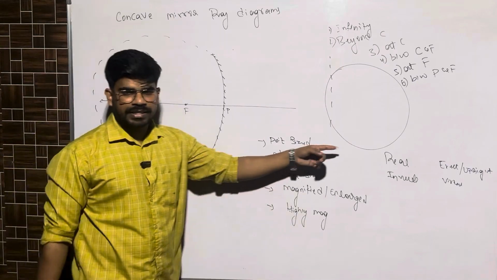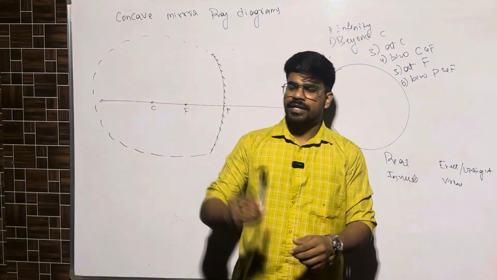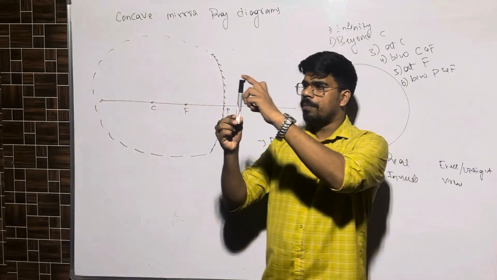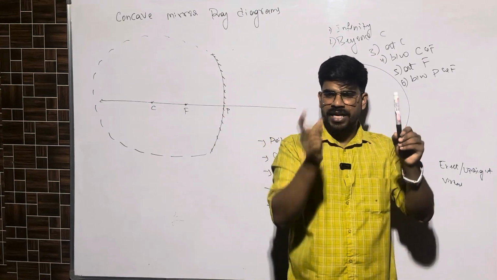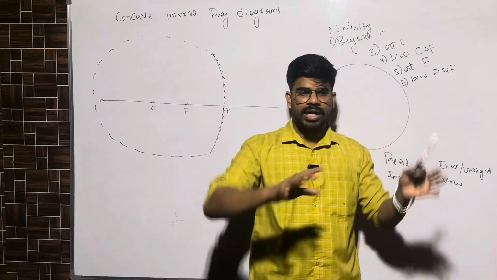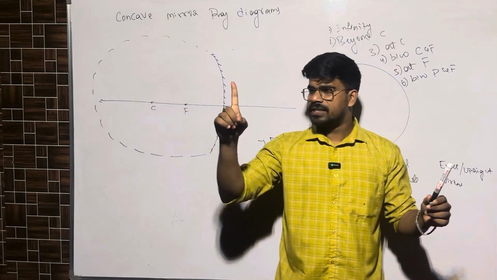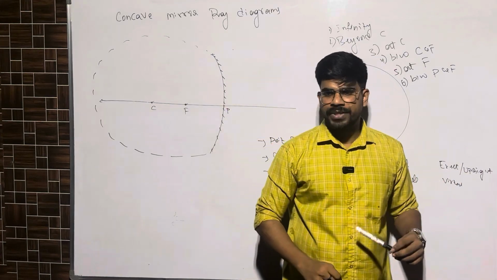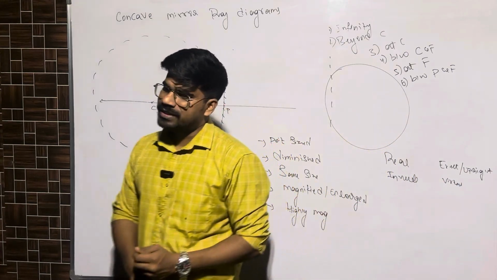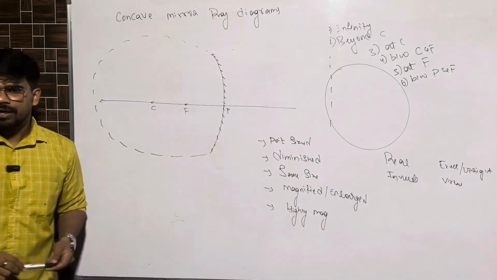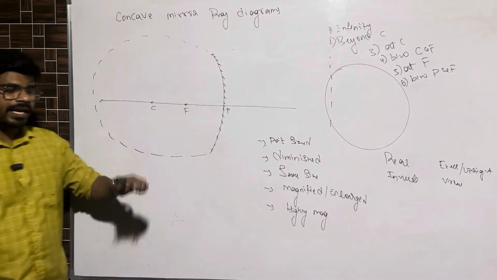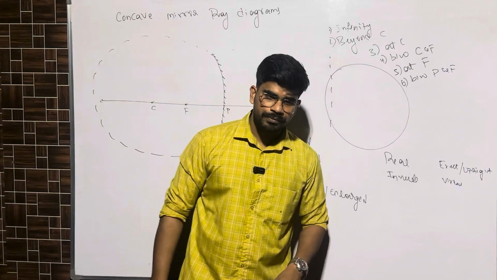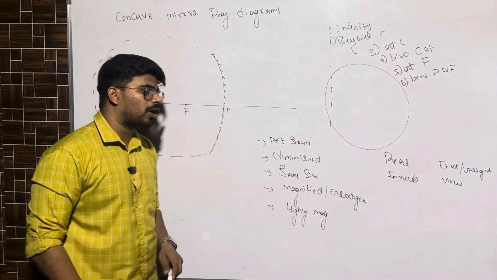Whenever it is real, it is also inverted. Inverted is, for example, the object is straight, the top part will become downwards, upside down. So it is inverted. The object is like this, the image will become like this. Object size and image size, this is inverted. Next, second case, erect or virtual.